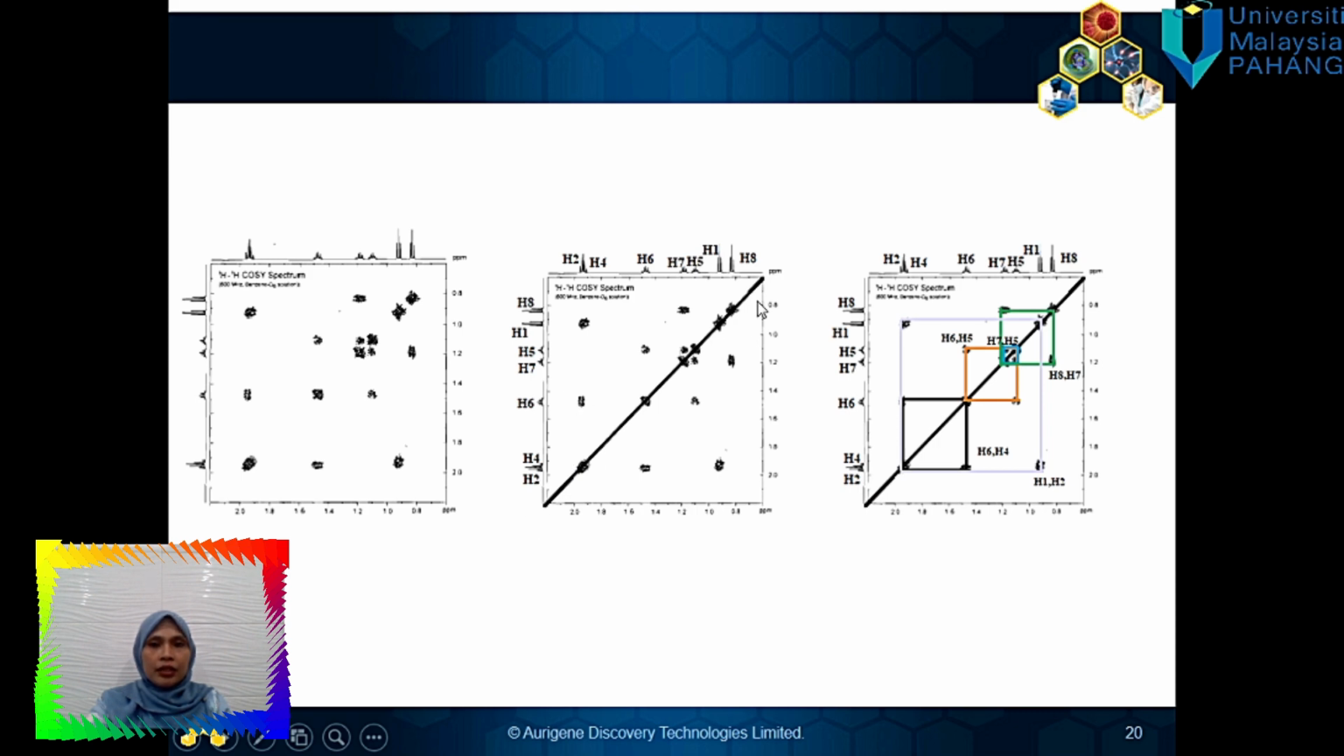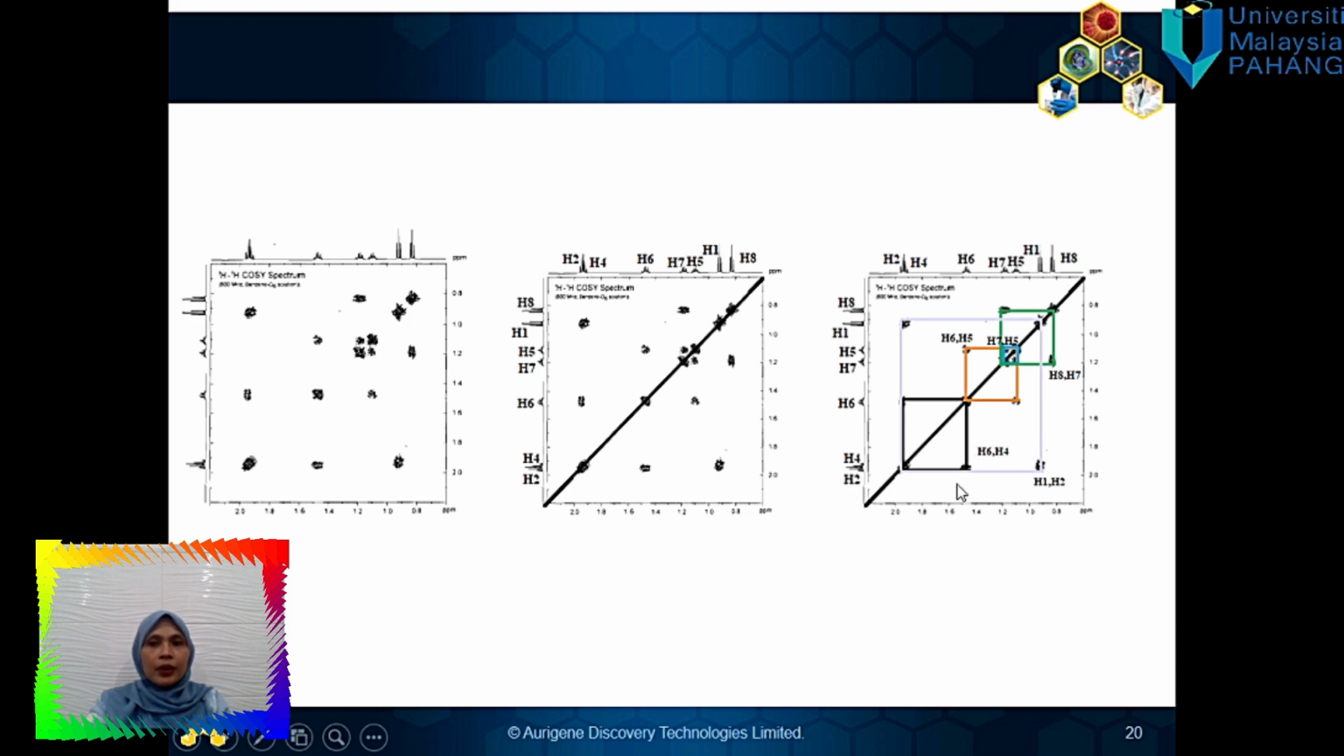After drawing the line here, I will put one square on each spot. One square is the correlation between H6 and H4, and another square is the blue color here. This square is the correlation between H1 and H2. The next square is the correlation between H6 and H5, and the smallest square is between H5 and H7.